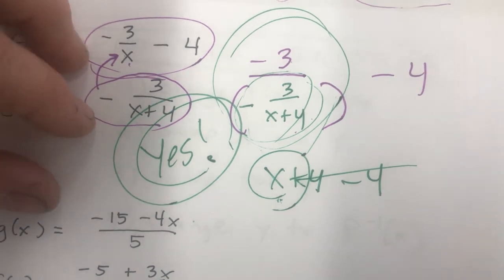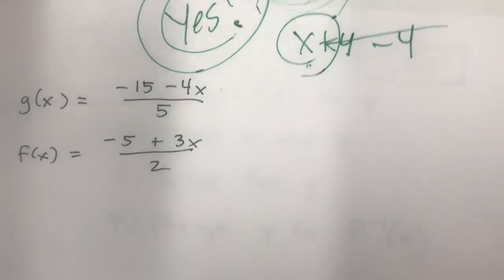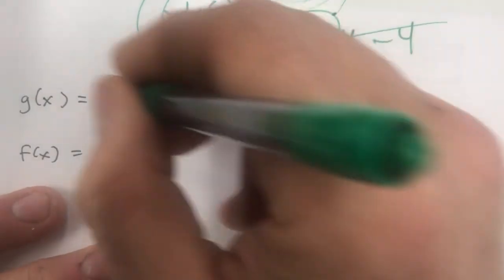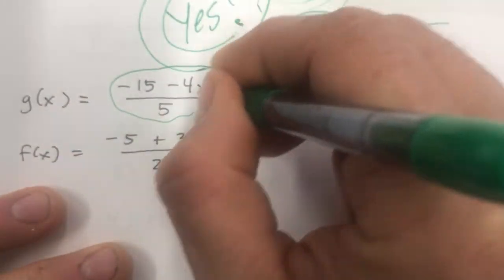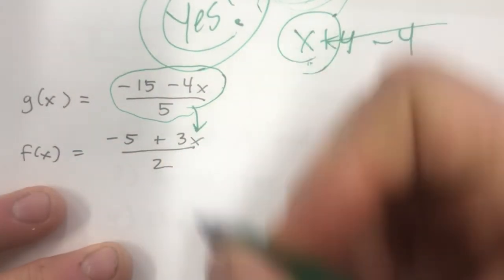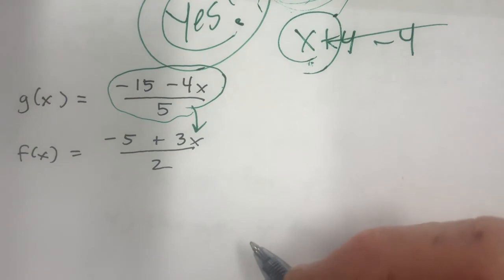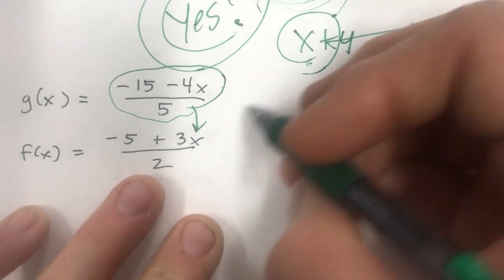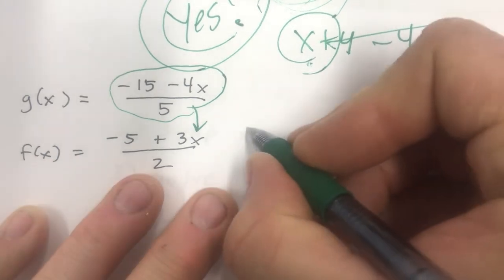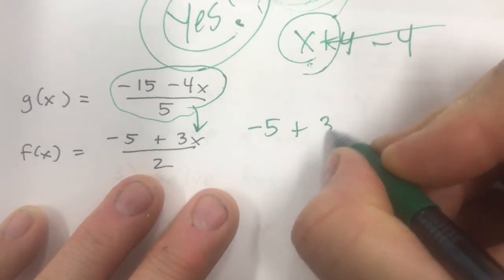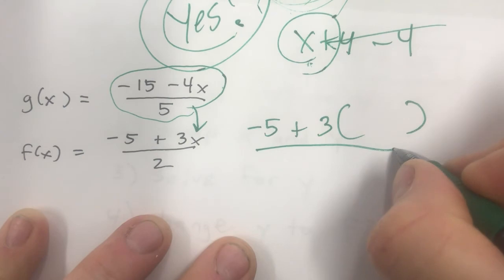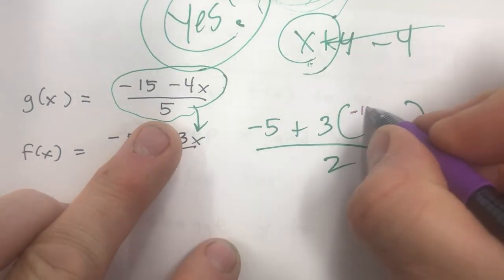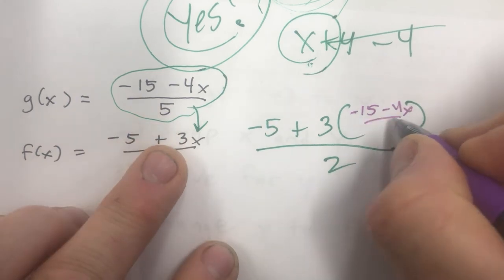Okay, what about number 6 here? Are these inverses of each other? All right, so here's my F1, here's my G1. I'm going to put the G1 in for x of the F1. Now you could do f of g or g of f either way. It doesn't really matter. It should work either way. So what I've got here is negative 5 plus 3x divided by 2. And right there where x is, I'm going to put the negative 15 minus 4x divided by 5 in there.